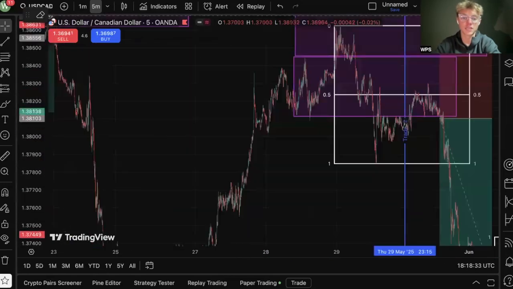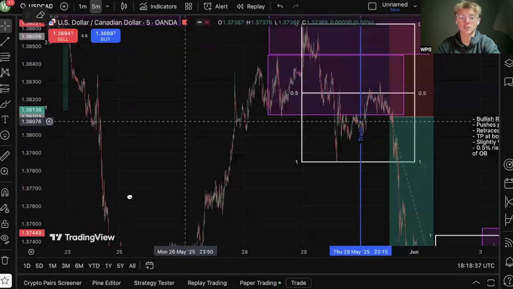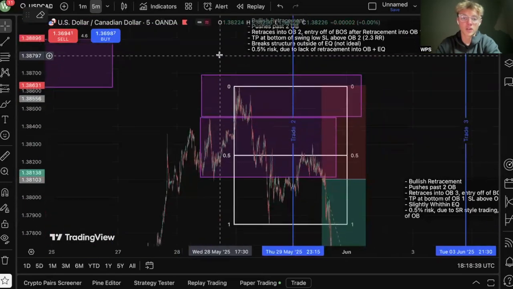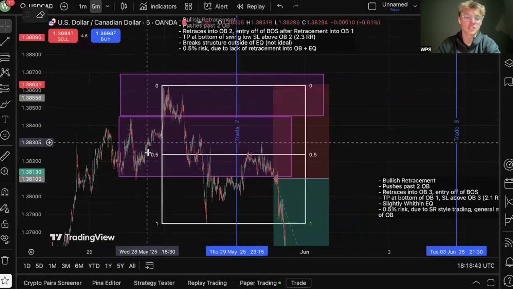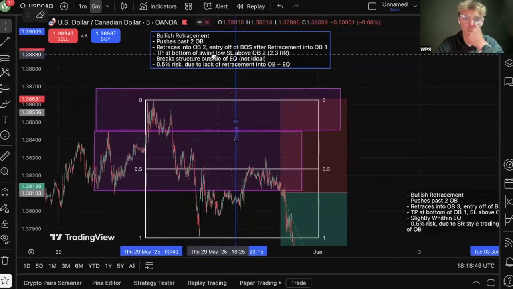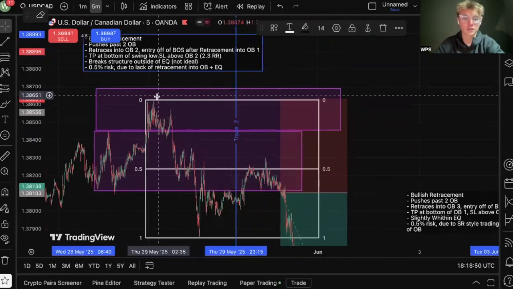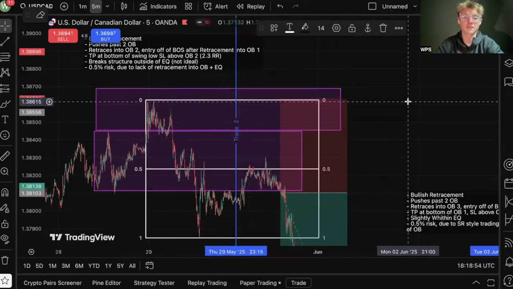This one was also taken off of a bullish retracement, except this one's on a slightly larger time frame where price pushes past this order block, it makes this high, it retraces back in, and then it breaks above here. And so when it retraces back into this one, it comes down and then it goes out of the first one, retraces back into the first one.